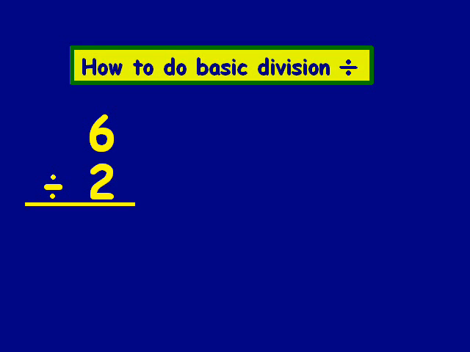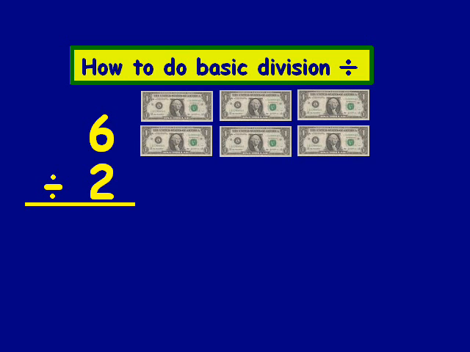In front of us we have the problem 6 divided by 2, and one of the ways to tackle this is to think of it in terms of units. So let's pretend the 6 are dollars, so there's $6, and we're dividing that two ways. So we're dividing that among, we'll say, two people, so I'll draw two people here. So we've got 6 divided by 2.